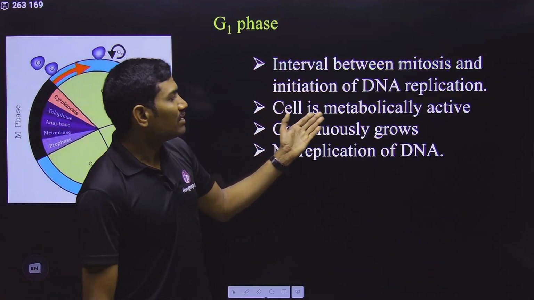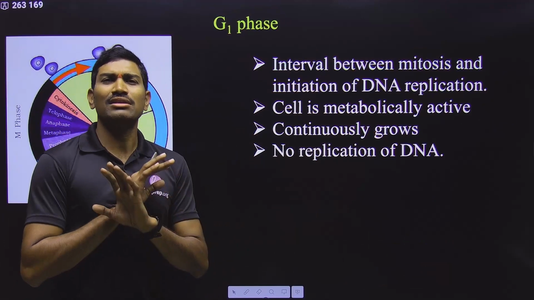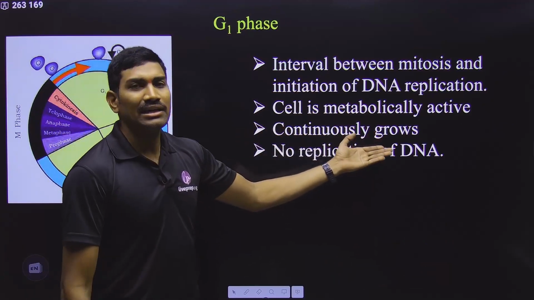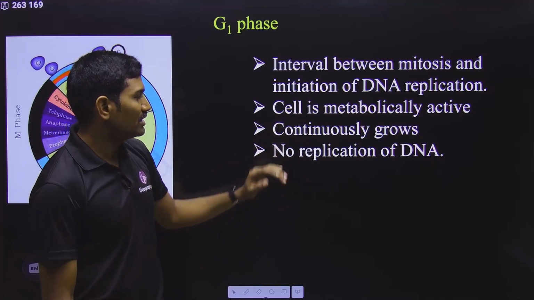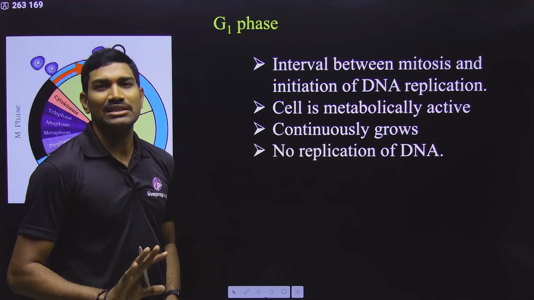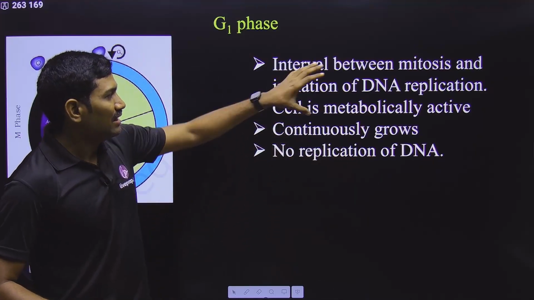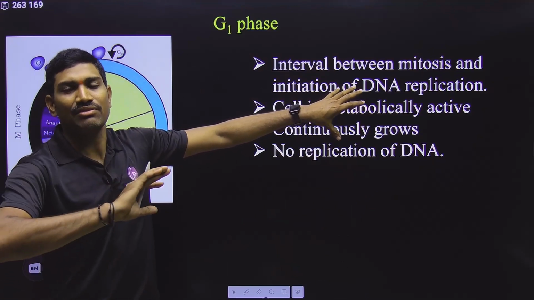Next one. Here also, in all the stages the cell is metabolically active, and cell growth is a continuous process. Cytoplasmic increase is a continuous process that is taking place, and here DNA replication does not occur. With this, the regular sentences information is completed.